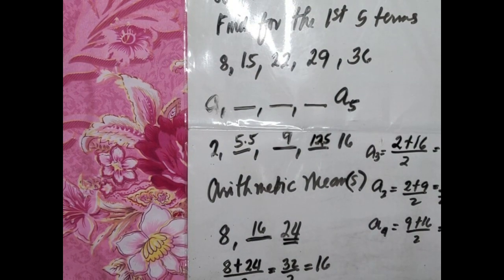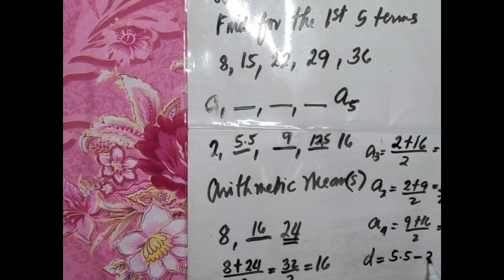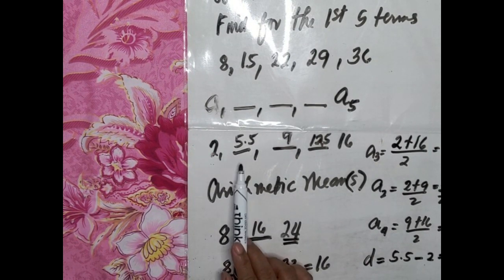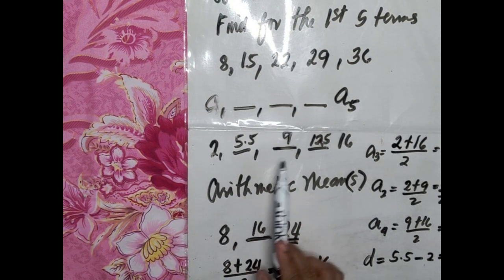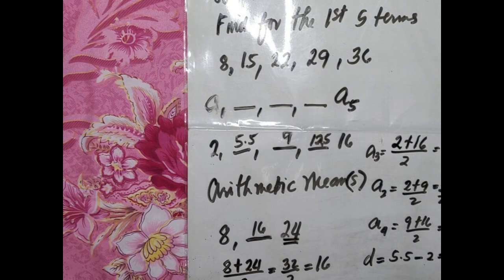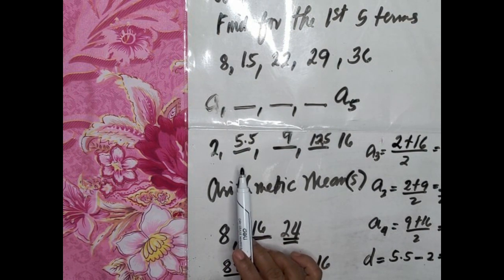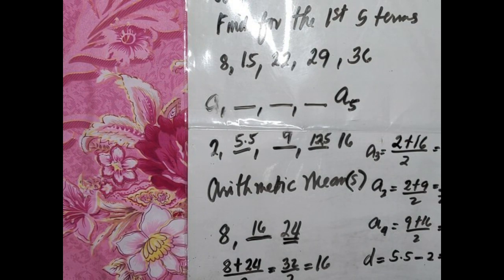Okay. What is the common difference then? What is the common difference on that particular sequence? So we have 5.5 minus 2, and that is 3.5. So 2 plus 3.5 is 5.5. 5.5 plus 3.5 is 9. 9 plus 3.5 is 12.5. And 12.5 plus 3.5 is 16. So that is how you're going to find the common difference in our sequence, and of course, how to find the arithmetic means.